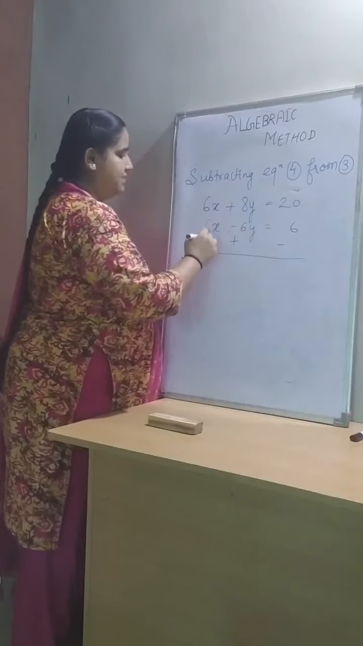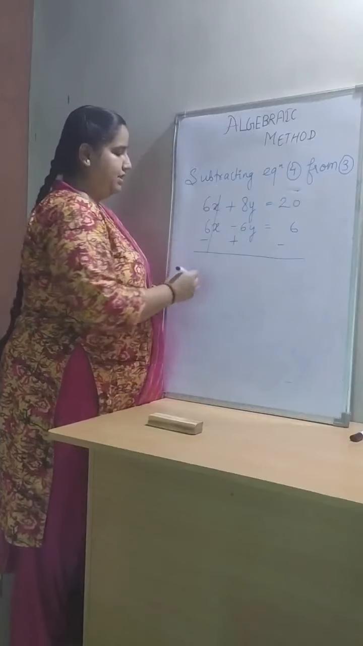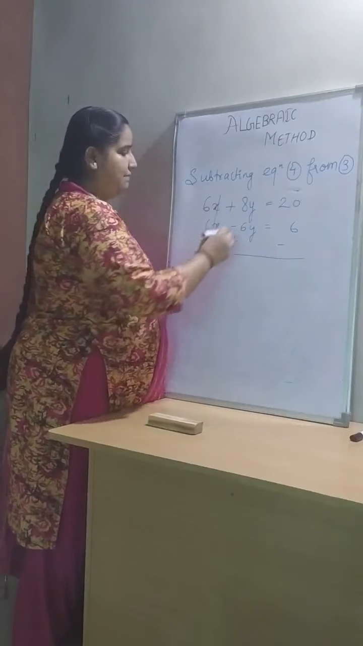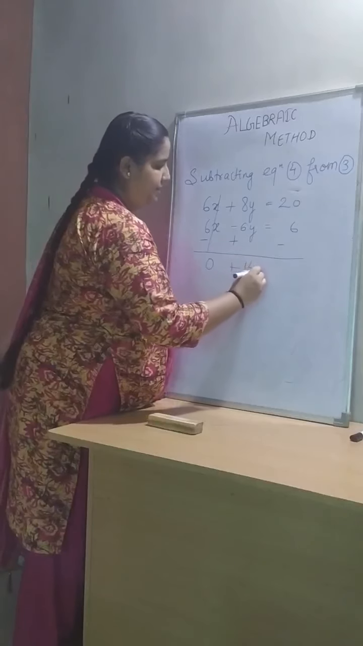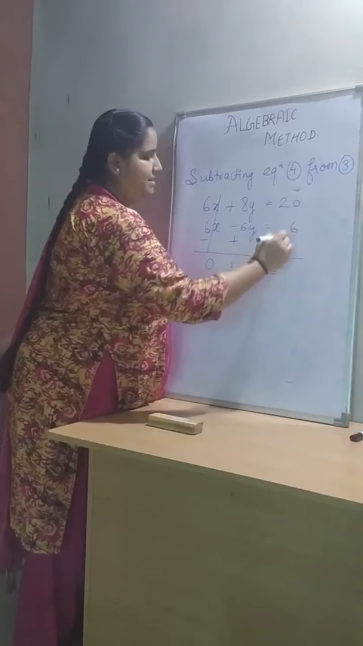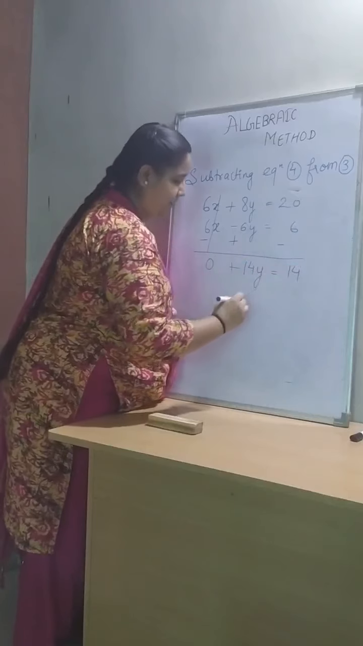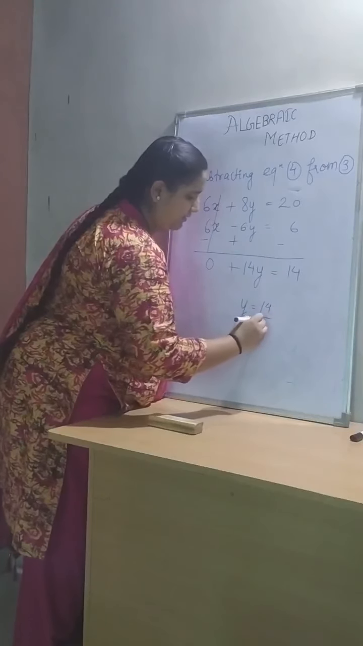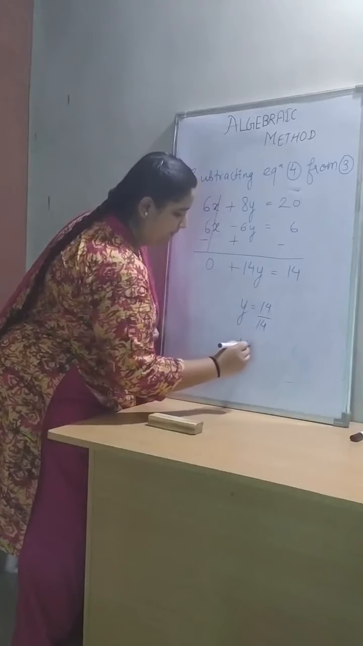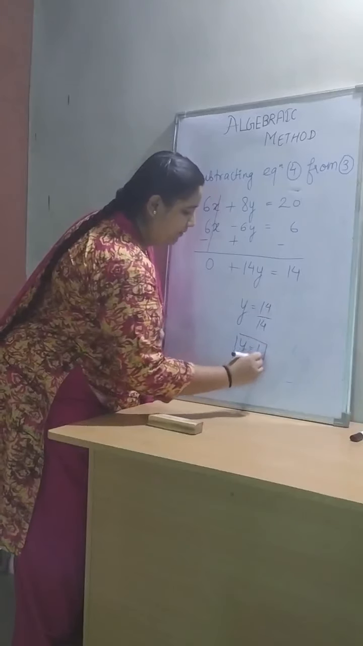Now 6x minus 6x will become 0. Here 8y and 6y will become 14y, and 20 minus 6 is 14 again. So y is equal to 14 upon 14. That will be equal to 1. In this way we have found out the value of y.